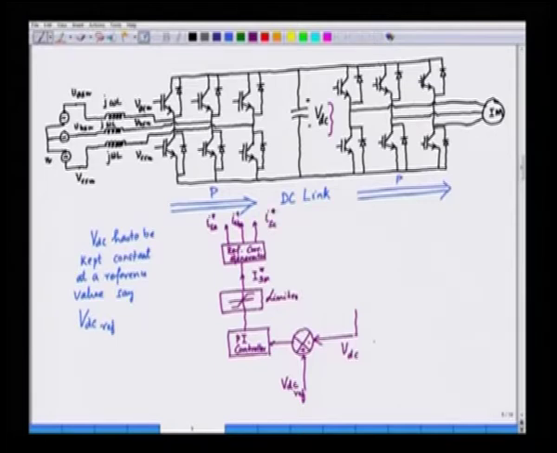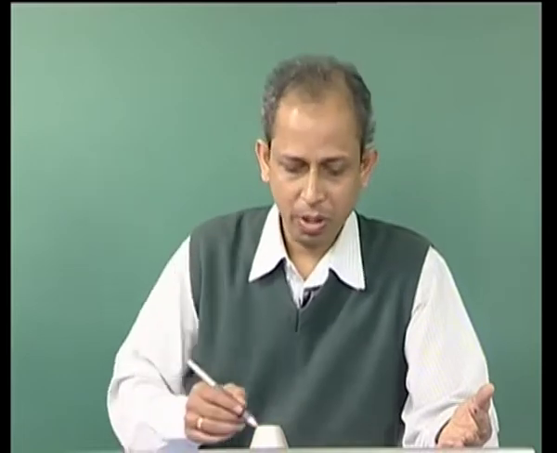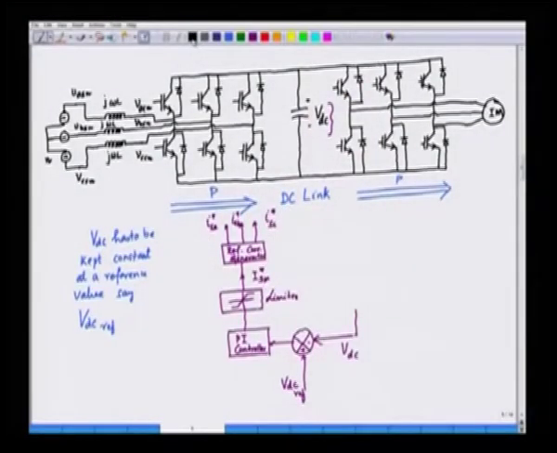So, these three current references are generated. Now, what are ISA, ISB and ISC? These ISA, ISB and ISC are the three currents that are drawn from the supply. So, if we have the supply here, and the supply is giving three currents, in this case ISA, ISB for B phase and ISC for the C phase.